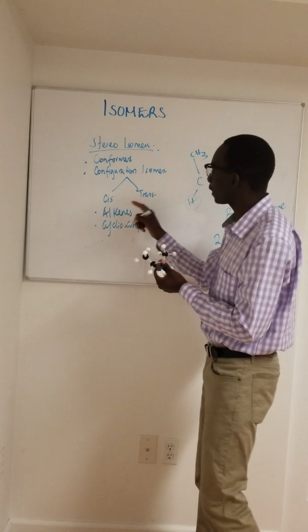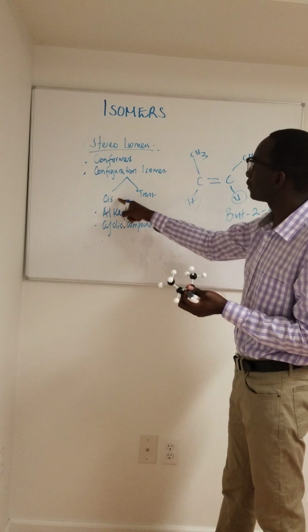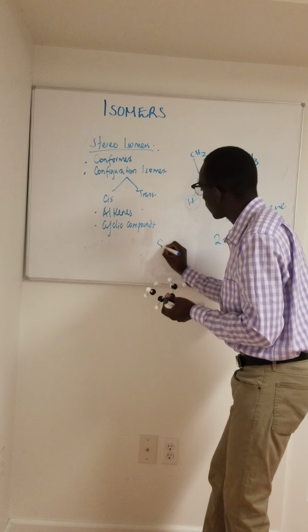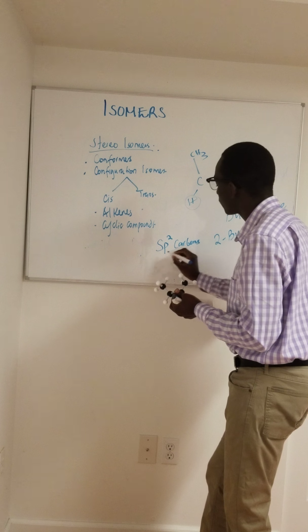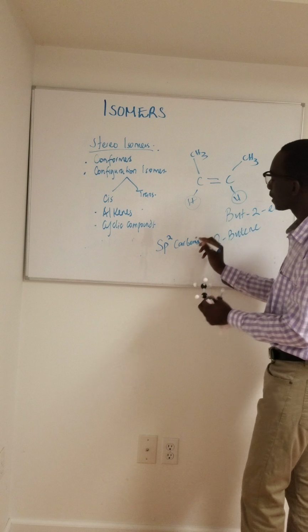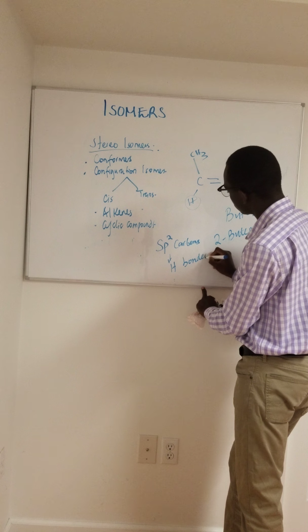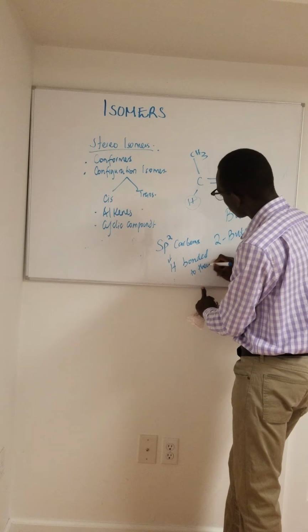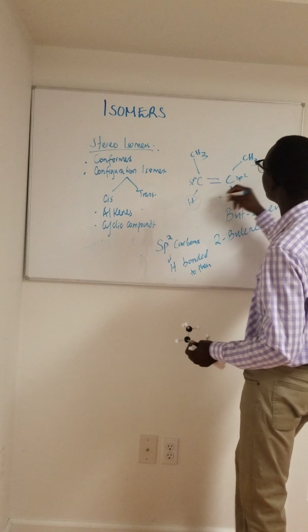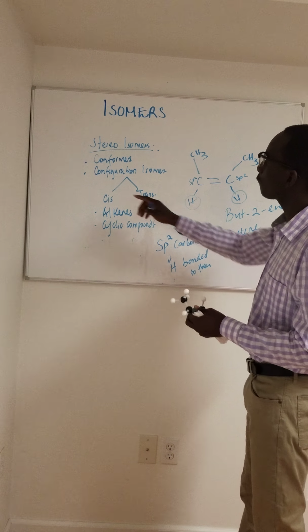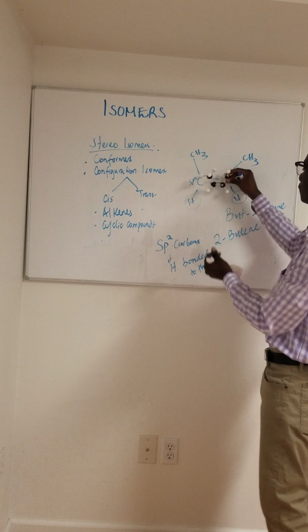Remember, when you're doing geometric isomers, what makes these compounds exist as cis and trans is when both of the sp2 carbons have a hydrogen bonded to them. So if this sp2 carbon has a hydrogen and this sp2 carbon has a hydrogen bonded to it, then we shall have what we call cis and trans isomers. So now this is the same structure.